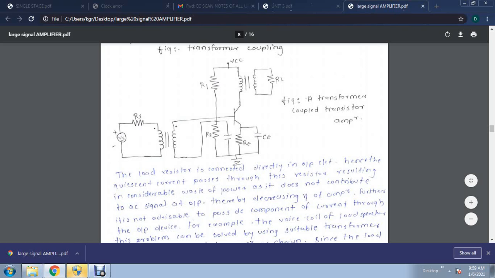The load resistor is connected directly to the output of the circuit, hence the quiescent current passes through the resistor, resulting in considerable waste of power as it does not contribute to the AC signal. The output therefore decreases the efficiency of the amplifier. Further, it is not advisable to pass the DC component of the current through the output device, for example a loudspeaker. This problem can be solved by using a suitable transformer.